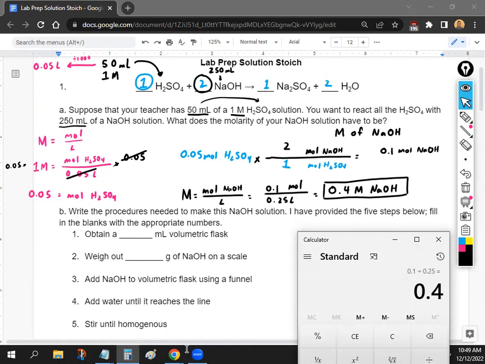So first step is you want to get a certain size volumetric flask. Now, the flask size always depends on the chemical solution you're making. So here we're trying to make NaOH. And so if you take a look at NaOH, the size that we want was 250. So we're just going to put 250 for our size. Since we're trying to make NaOH, we just look at the size of NaOH we want, which is 250. And that's the size of the flask that we want.